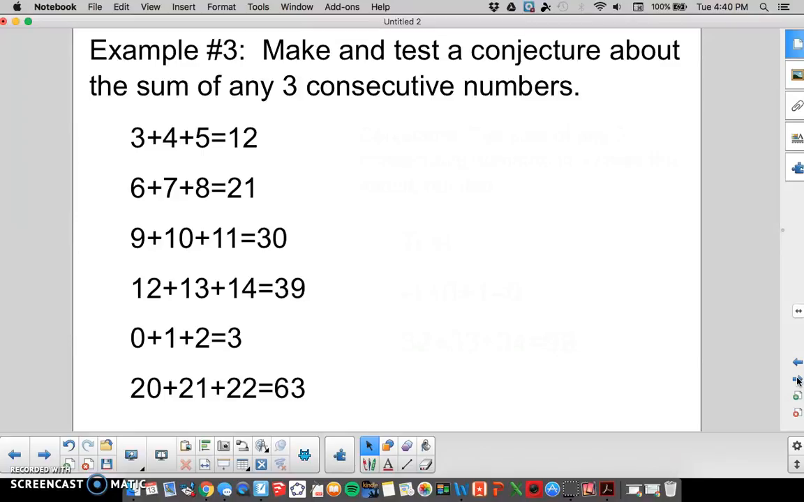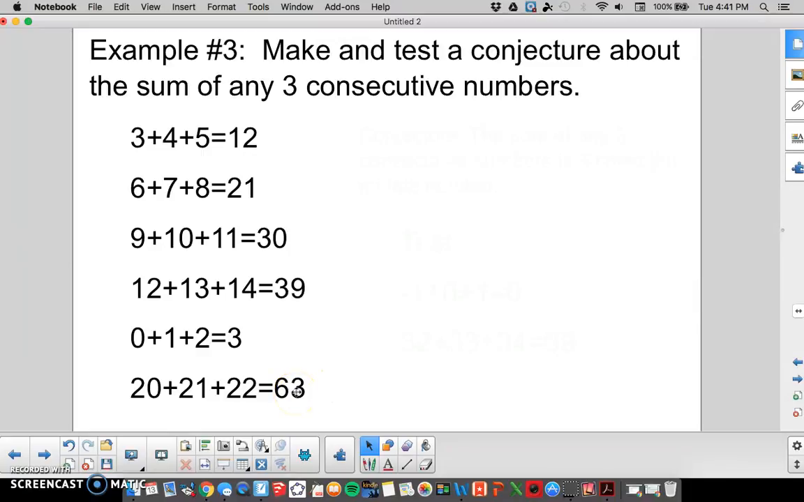Okay, so we have an example here. Make and test a conjecture about the sum of any three consecutive numbers. Okay, consecutive means in order. So 3, 4, and 5 are consecutive because they're in order. So when we add those together, we get 12. 6 plus 7 plus 8, that's 21. 9 plus 10 plus 11 is 30. 12 plus 13 plus 14 is 39. 0 plus 1 plus 2 equals 3. 20 plus 21 plus 22 is 63.